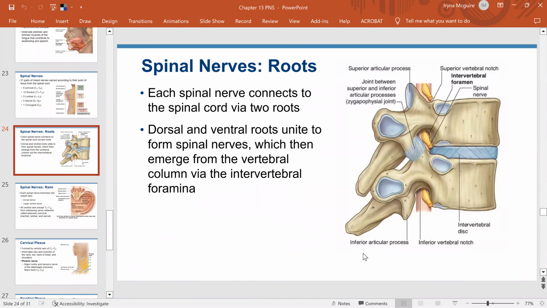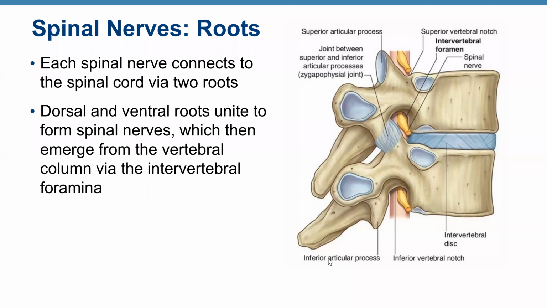And then, the dorsal and ventral roots unite to form spinal nerves, and they emerge from the vertebral column through the intervertebral foramina. So here's your vertebra. This is a vertebra on the top, this is a vertebra on the bottom, and in between them we have an opening called the intervertebral foramina, and this is where those spinal nerves emerge from.